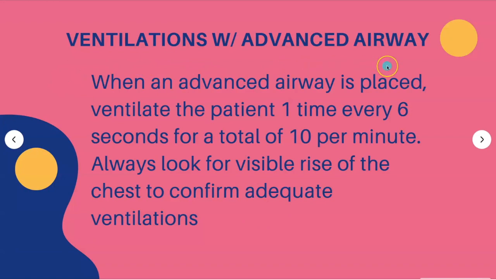Ventilations with an advanced airway will also be on the test. You want to ventilate the patient 1 time every 6 seconds, for a total of 10 per minute, if there's an advanced airway in place. Once again, that's 1 time every 6 seconds. I do believe that was also on the test. And you want to always look for visible rise of the chest. You want to avoid seeing the diaphragm rise because then it's not in the proper place.